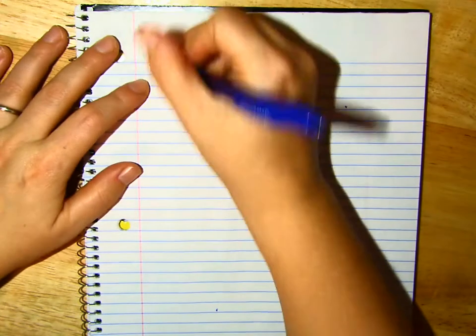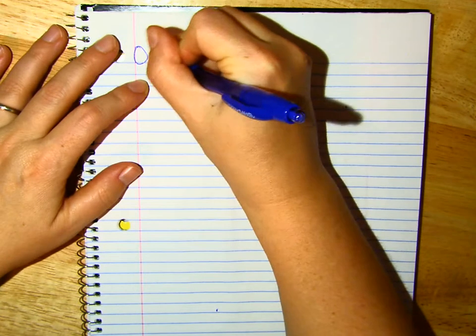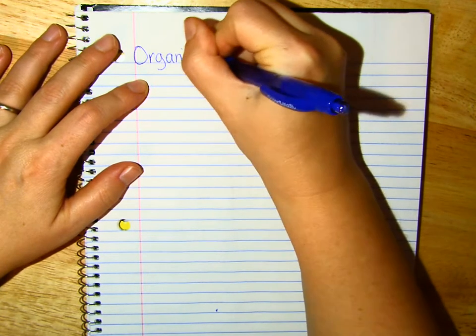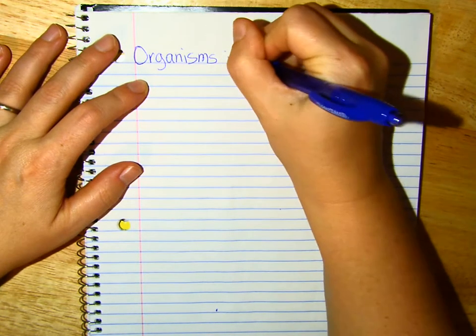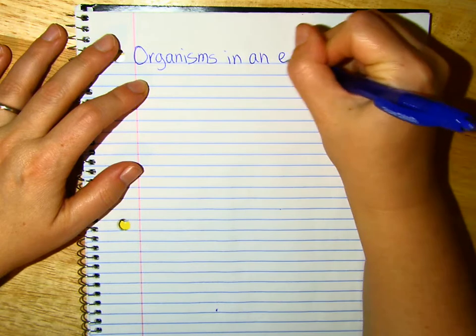Science video notes. All right, over the last couple weeks, we have been talking about ecosystems and the types of organisms that live in an ecosystem. So that's what we're going to do today. Let's set up our notes. We're going to call it Organisms in an Ecosystem.